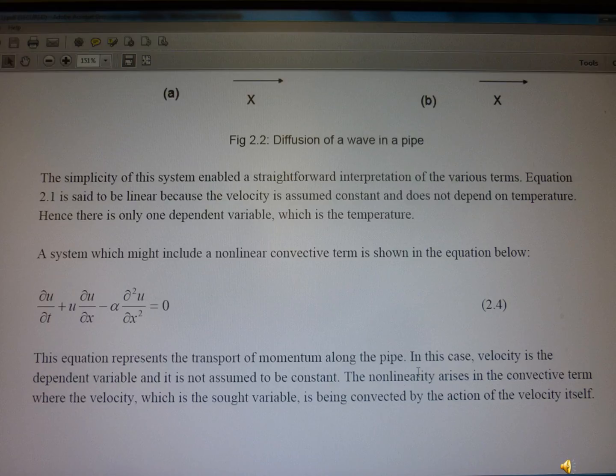del u by del t plus u del u by del x minus alpha del squared u by del x squared equal to 0.